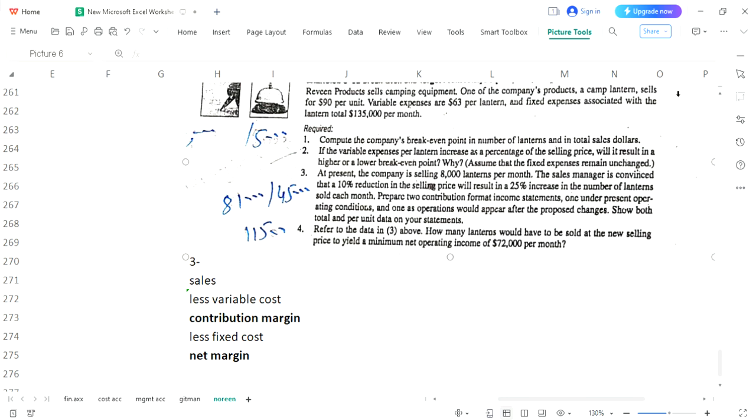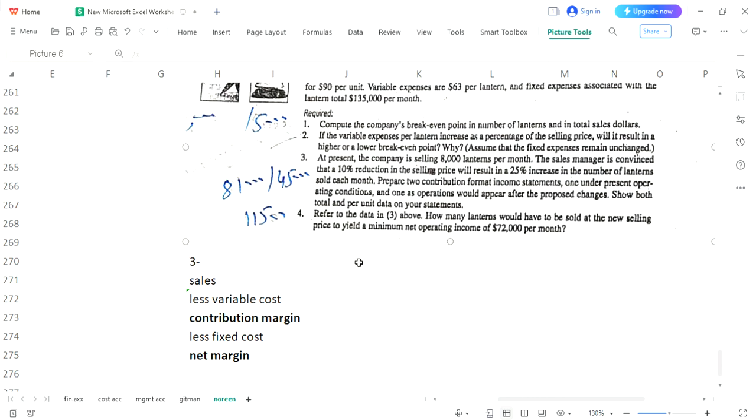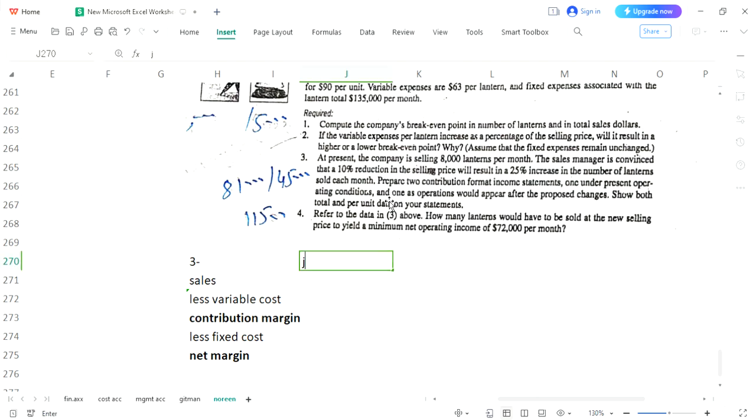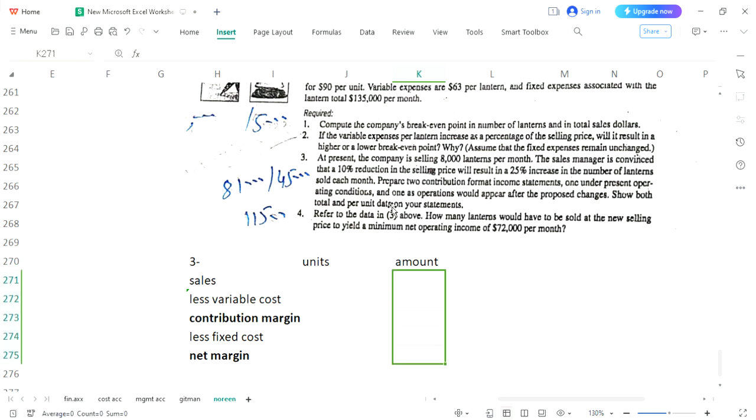As you can see, our selling price 90, 63, everything is provided. 8,000 number of units were also given. Here you will mention your number of units and you will be making its statements over here. You can write amount and you will make a column over here. This is your original income statement without any change.